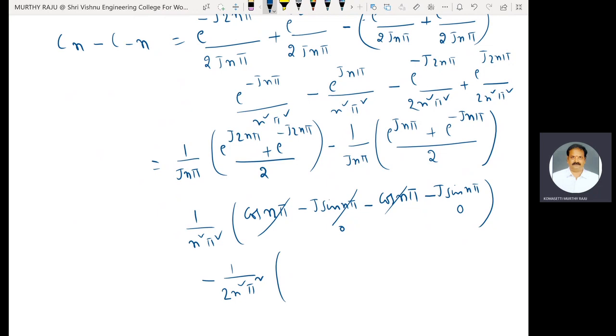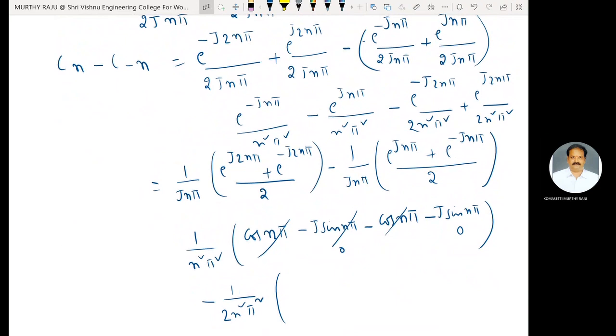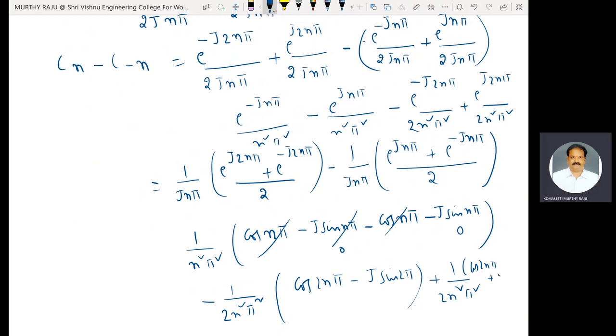1 by 2n²π², e^(-j2nπ) is cos 2nπ minus j sin 2nπ, plus 1 by 2n²π², cos 2nπ plus j sin 2nπ. j sin 2nπ is 0, minus 1 by 2n²π² cos 2nπ. Cos 2nπ is 1, minus 1 by 2n²π² plus 1 by 2n²π². These two are cancelled, that is 0.